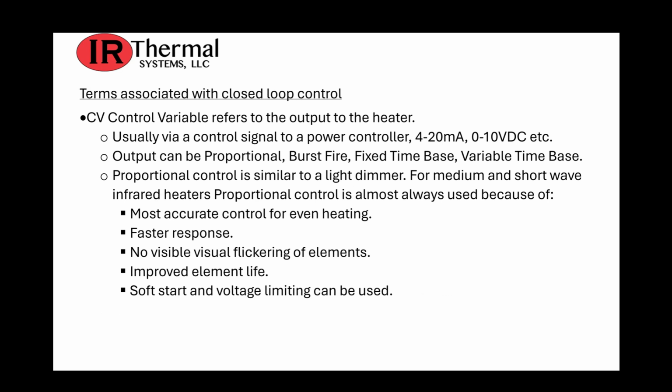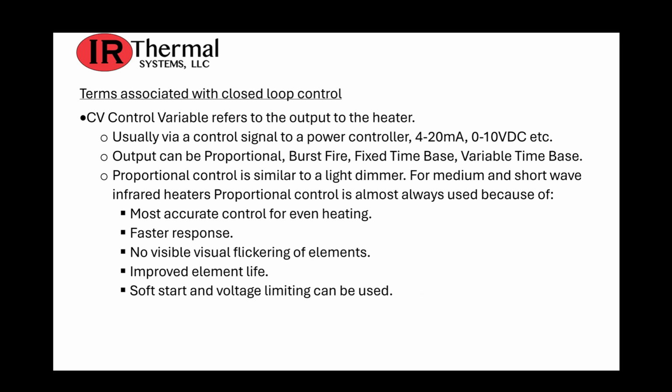CV is control variable, and that refers to the output to the heater. That's usually a control signal to a power controller, like a 4 to 20 milliamp or a 0 to 10 volt DC signal, a typical industrial control signal. That output can be proportional, burst fire, fixed time base, or variable time base. And the proportional control is similar to a light dimmer.